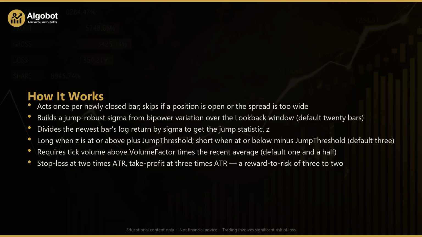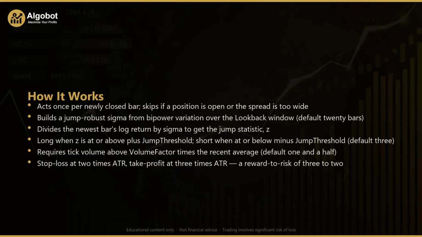But a large move alone isn't enough. The strategy also demands real order flow behind it. It compares the jump bar's tick volume to the average volume over the same baseline window. Only if that volume is at least the volume factor times the average, 1.5 times by default, does the signal stand. This filters out thin, illiquid prints that can spike on very little participation.